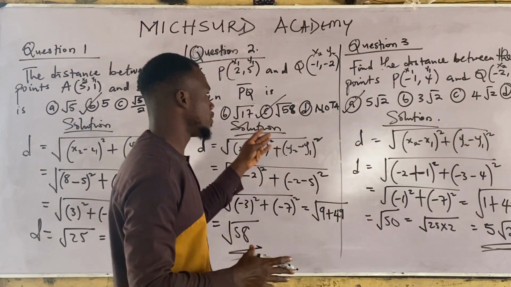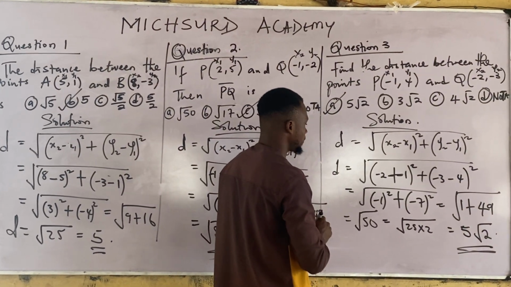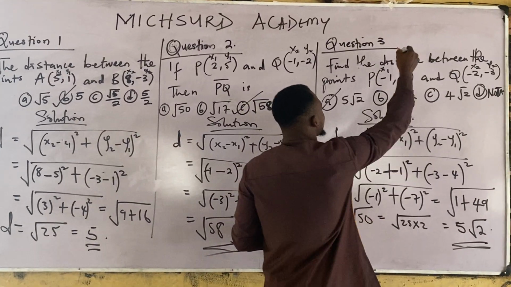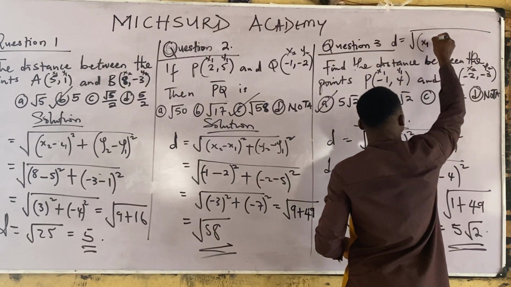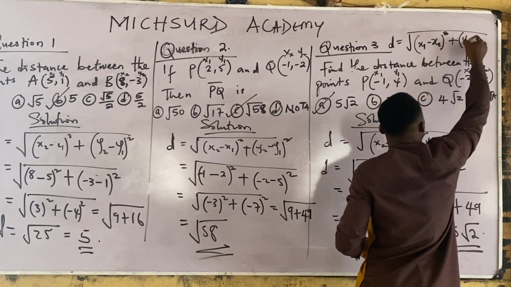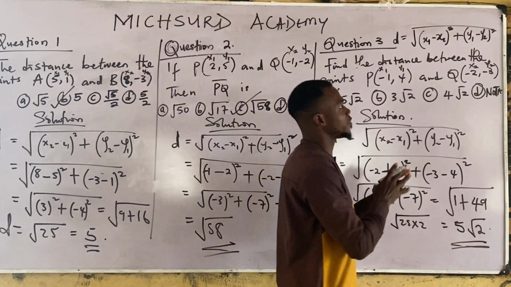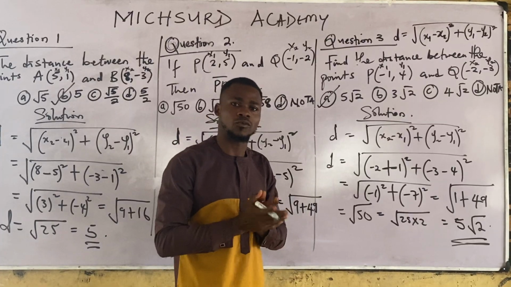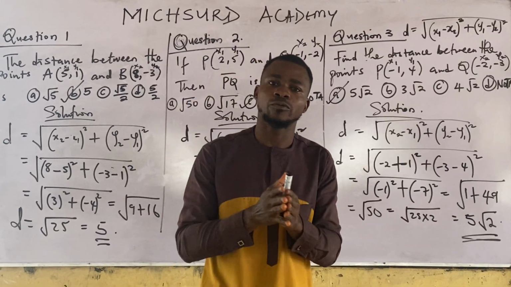So you have seen it. Now I will give you an assignment. Try to use this formula to solve and see if it will give you the same answer. Use d equal to square root of x1 minus x2 all squared plus y1 minus y2 all squared. Try to use this formula to solve these 3 different questions and check if your answer will be the same.